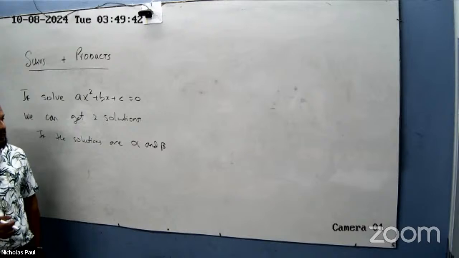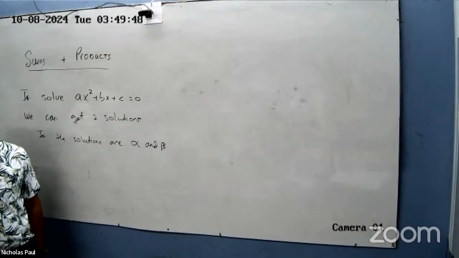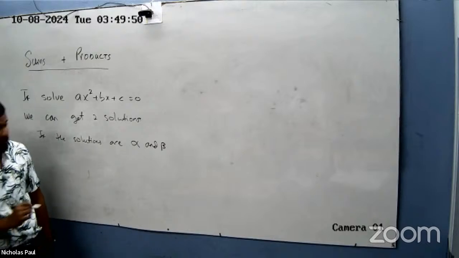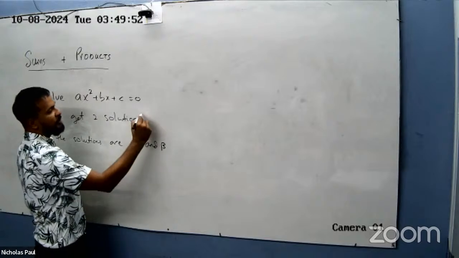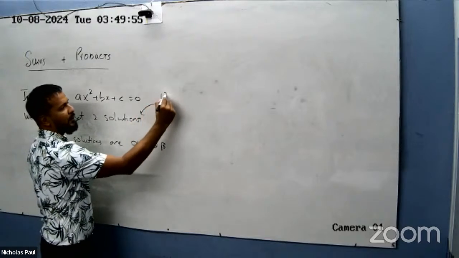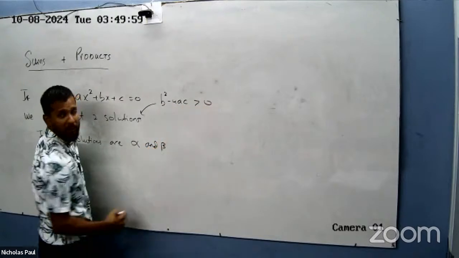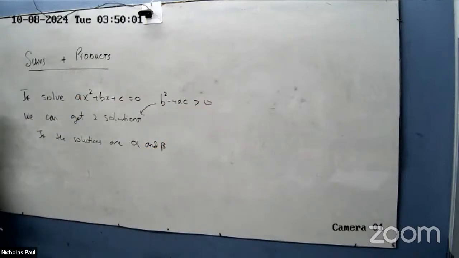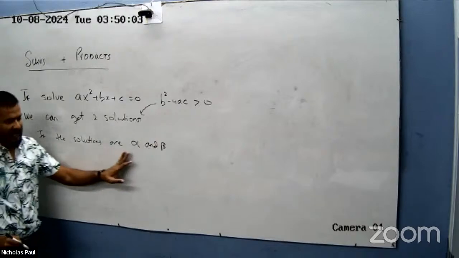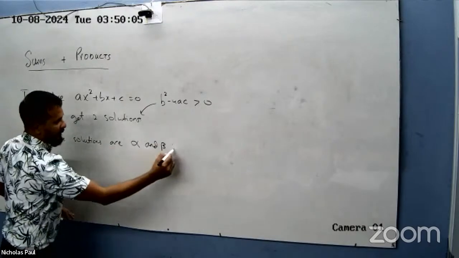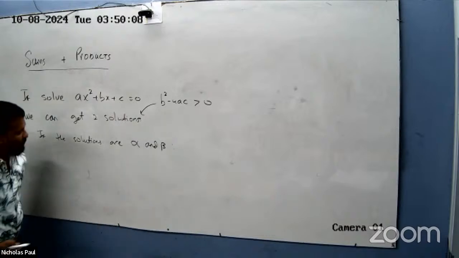When the discriminant is more than 0, you will get two solutions, when b squared minus 4ac is more than 0. Remember that? So if the solutions are alpha and beta, there are some rules that we can learn.